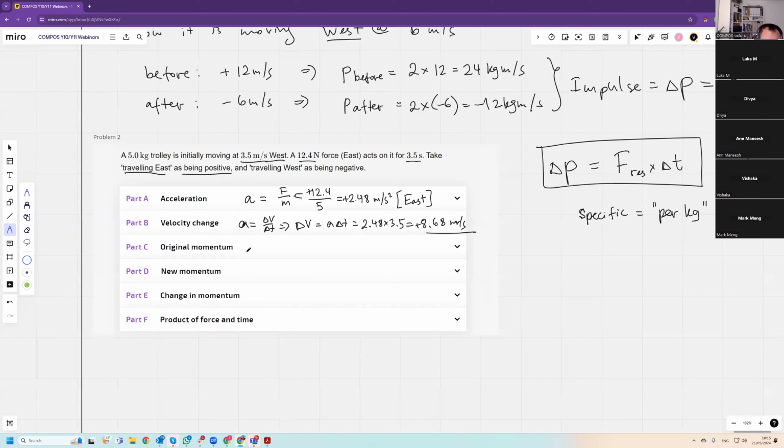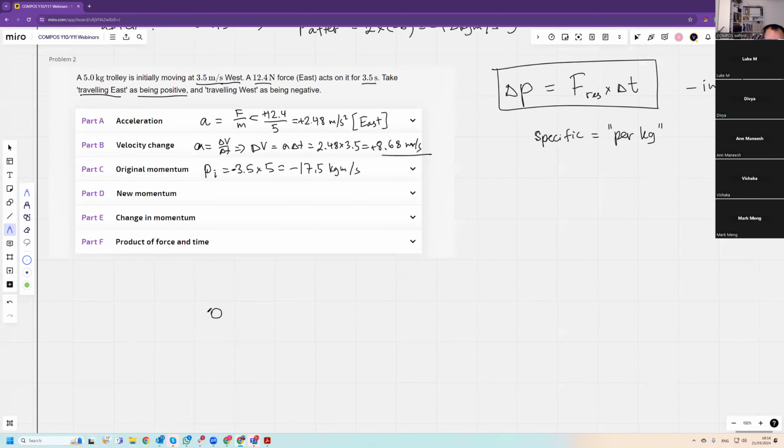What's the original momentum? Well, the initial momentum is 3.5 times 5. It was traveling west, so it's minus 3.5 times 5, which is minus 17.5 kilogram meters per second. So it was moving that way, and the momentum was minus 17.5.